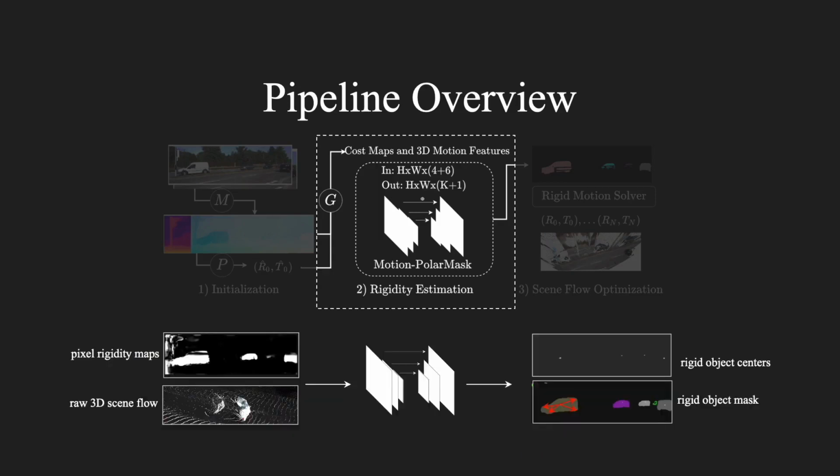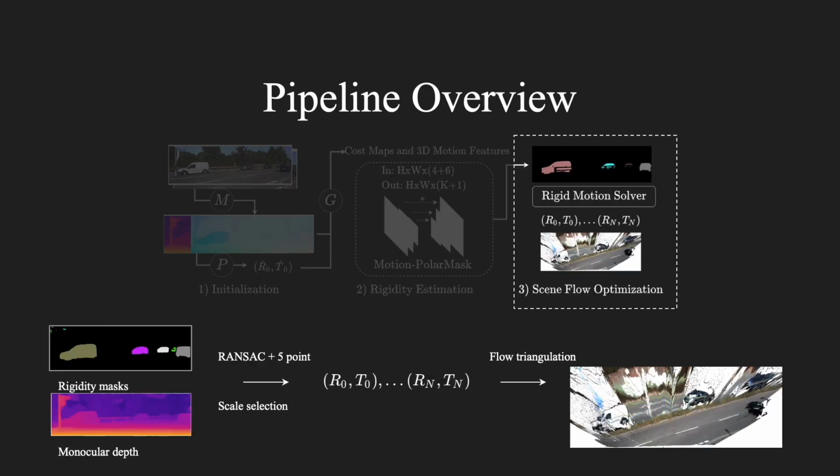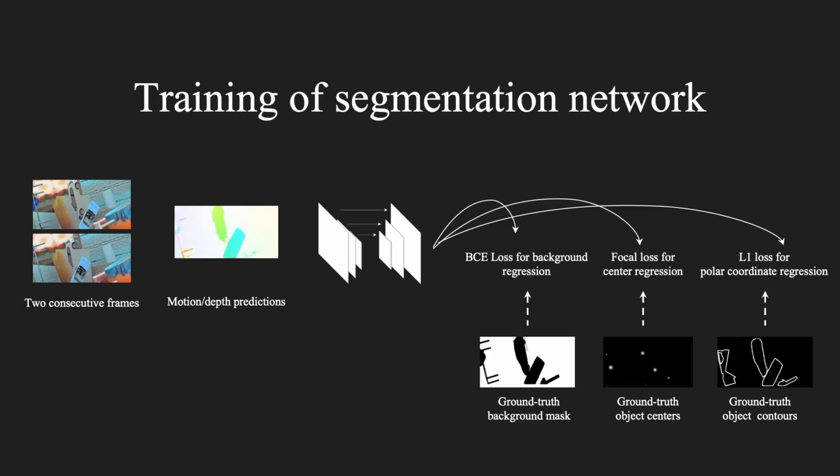These motion inputs are fed into a segmentation network that outputs instance masks of the rigid background and an arbitrary number of rigidly moving instances. Each object is represented by its center location and polar shape coordinates. Finally, we fit rigid body transformations within each rigid mask and update the depth and 3D scene flow. We train our segmentation network on a synthetic scene flow dataset.